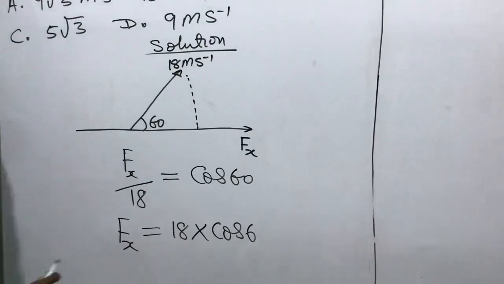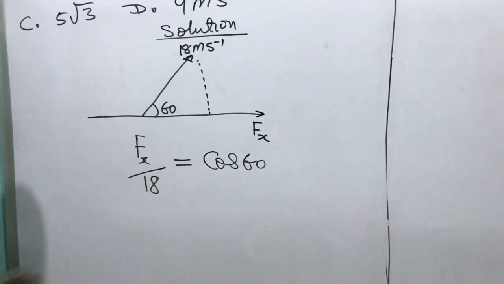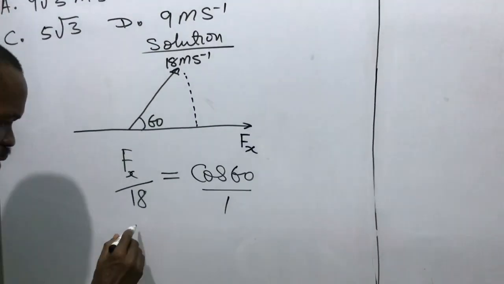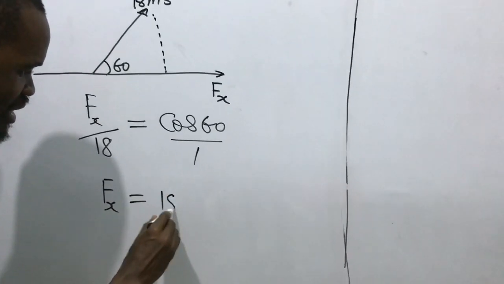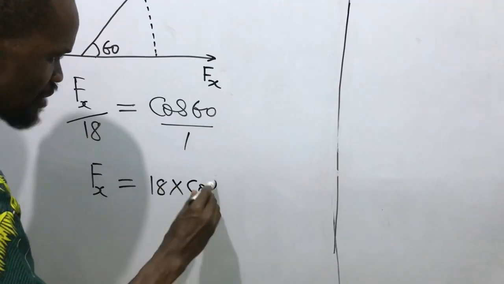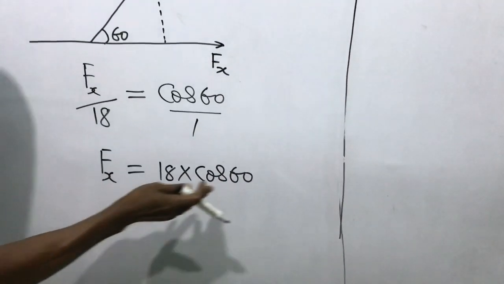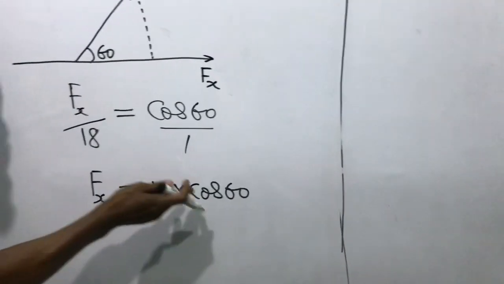Remember that this is over 1. If you can remember that this is over 1, cross multiplication gives Fx equals 18 times cos 60. But I don't have a calculator. How will I know cos 60?